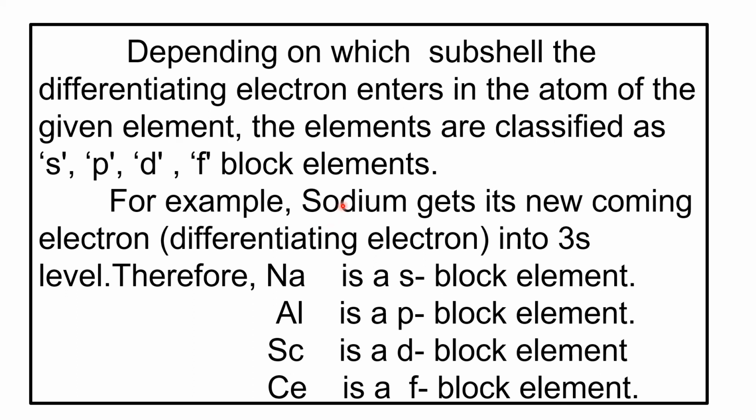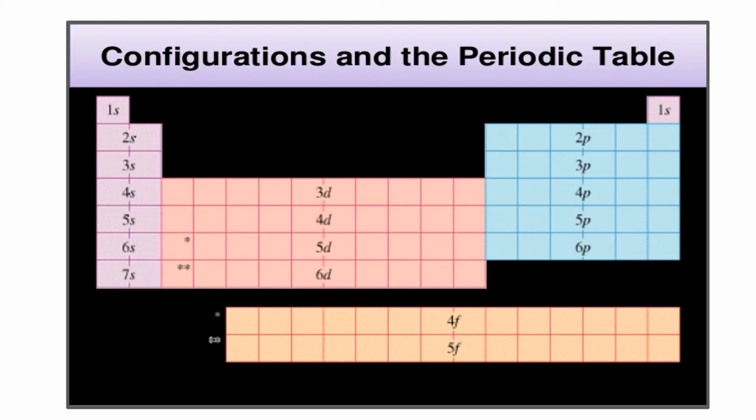Suppose if the differentiating electron is entering into S block, then those elements are known as S block elements. That's what you have seen on the left side of the periodic table. And if suppose the electron is entering into the P block, then those elements are known as P block elements. Similarly, D and F block elements. Now let's see in detail. So the configurations and the periodic table.